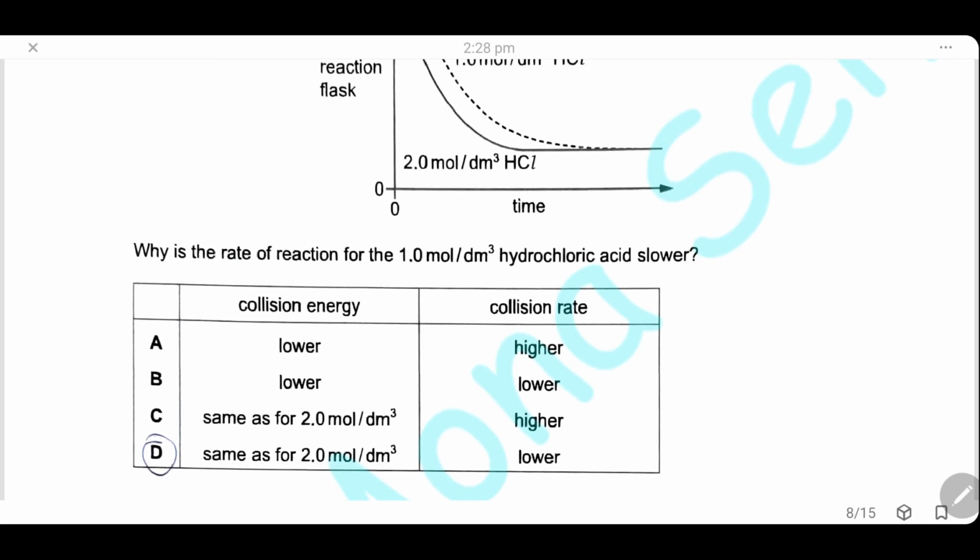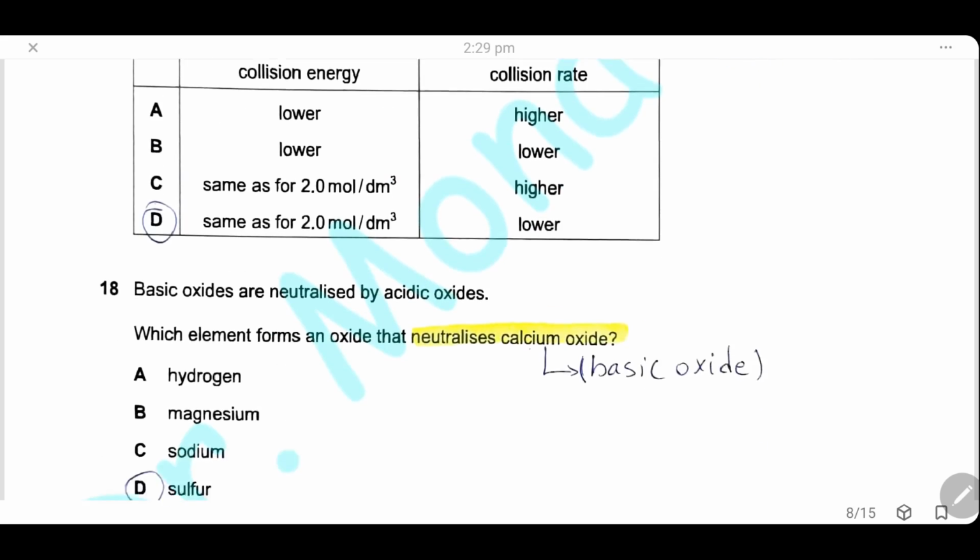It is slower because it is more diluted, so we have a lower collision rate, but of course because we have excess hydrochloric acid with the same mass of calcium carbonate, at the end we will have the same collision energy, and the answer will be D.